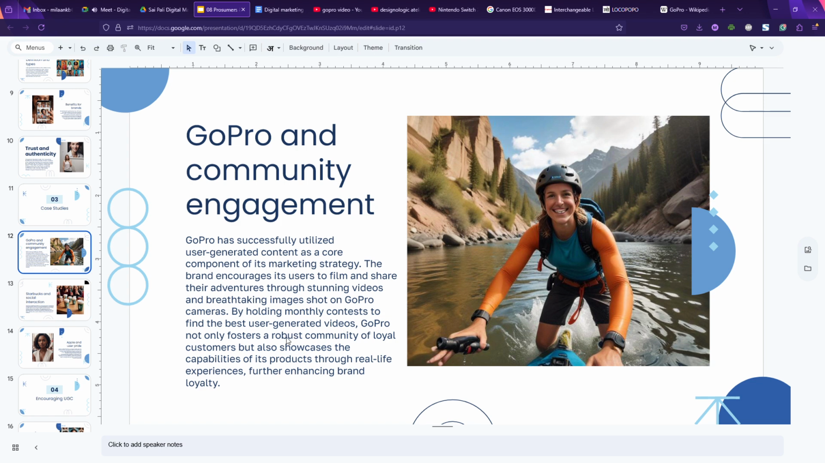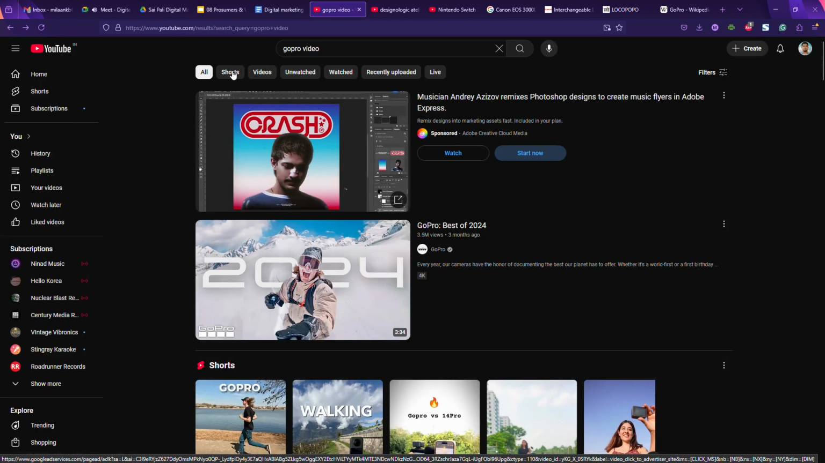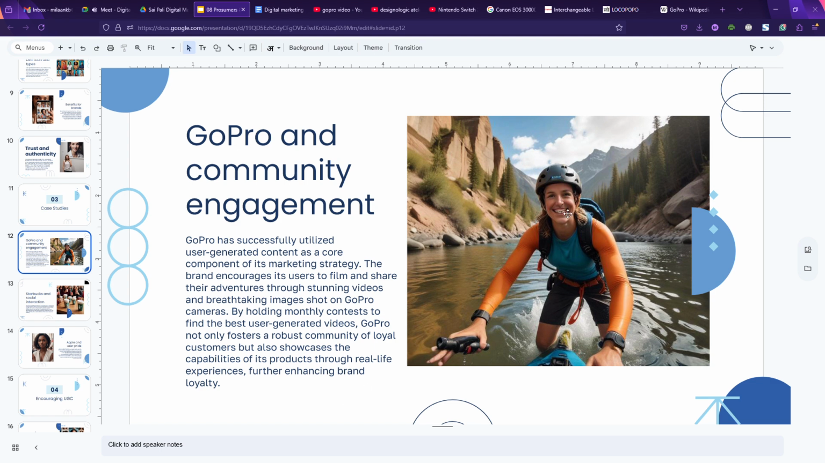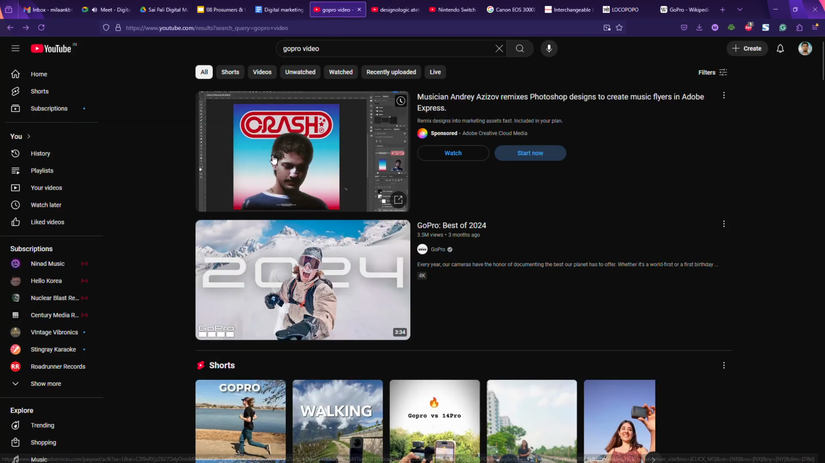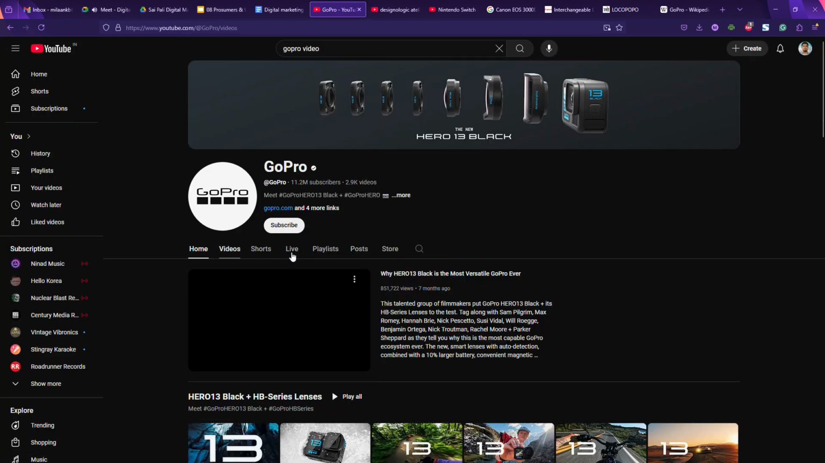GoPro not only fosters a robust community of loyal customers, since these people get mentioned and their videos are there on GoPro so people know they are pro GoPro users. They will get stickers, paste the stickers everywhere, on their laptop, car and bike, probably even get GoPro tattoos, who knows. So they will always stay loyal customers, but it also showcases the capability of the product through real-life experiences, further enhancing brand loyalty. When we go to GoPro's channel, we see this.